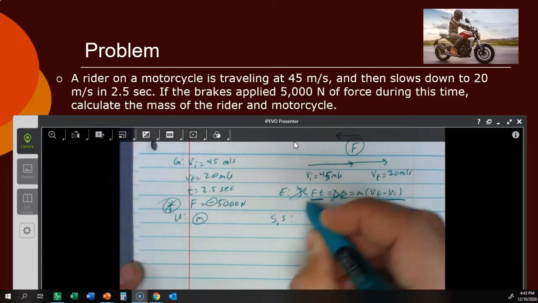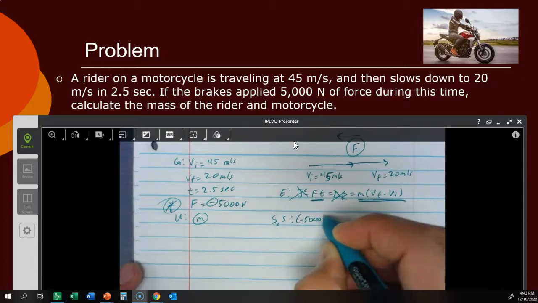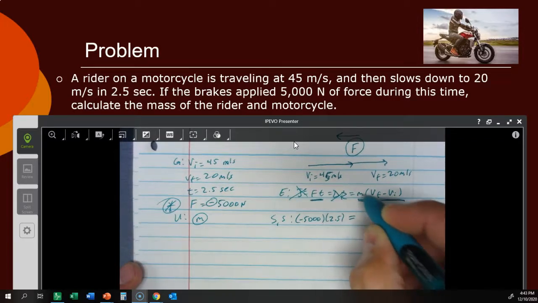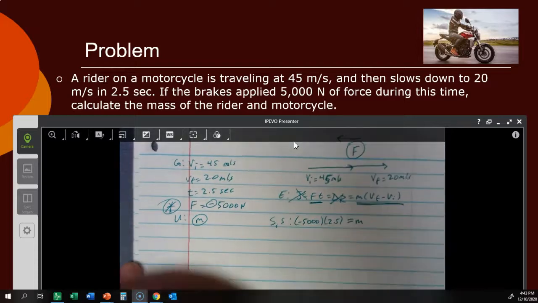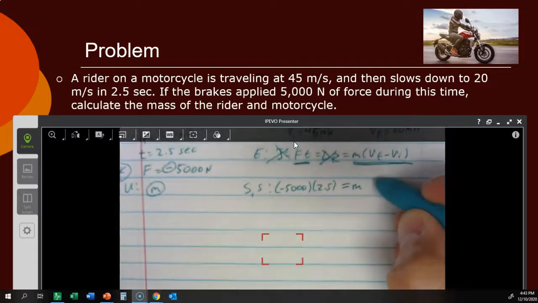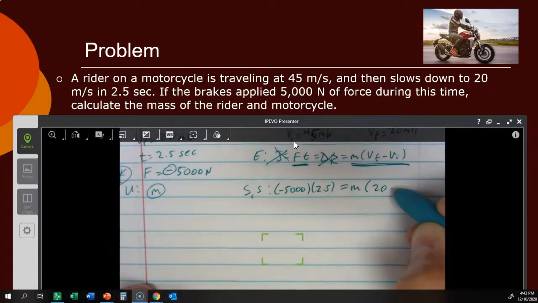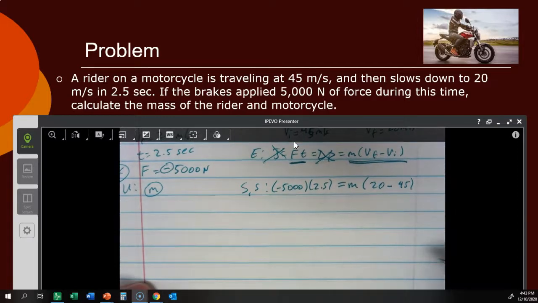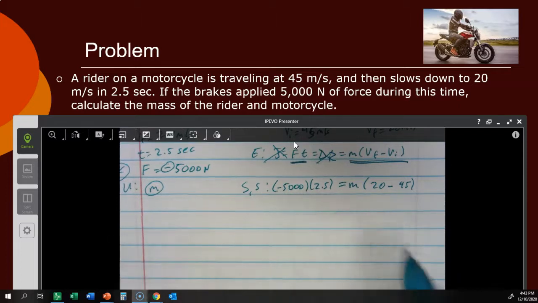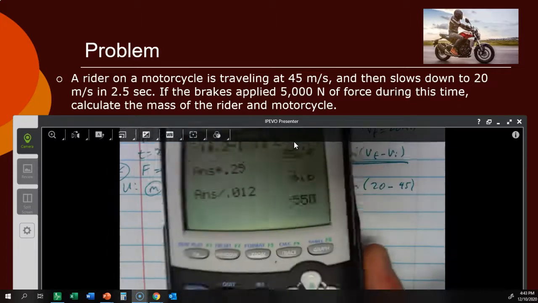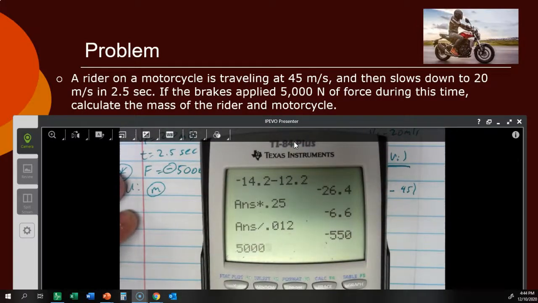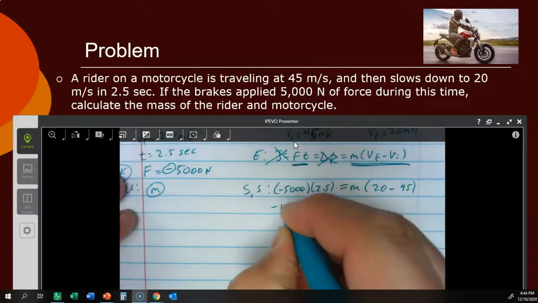Let's substitute in. First is negative 5,000. The time is 2.5. Mass is what we're trying to find. I'm going to leave that the way it is. The final velocity is 20. The initial velocity is 45. All right, let's clear some things up here. Let's go ahead and multiply these two to simplify the left side. 5,000 times 2.5. I'm just not going to put that negative into my calculator because I know the answer is going to be negative 12,500. I'm going to put the negative in here myself.